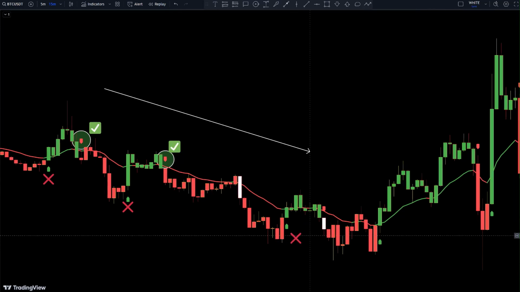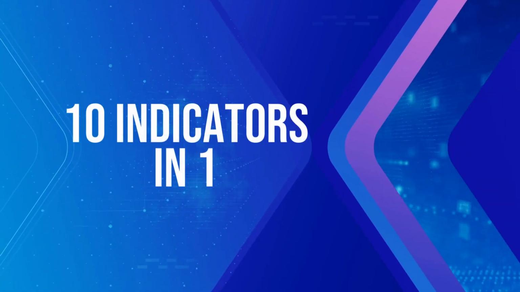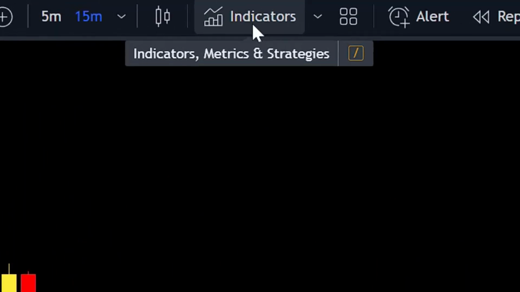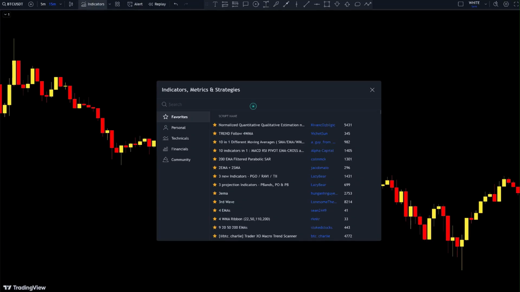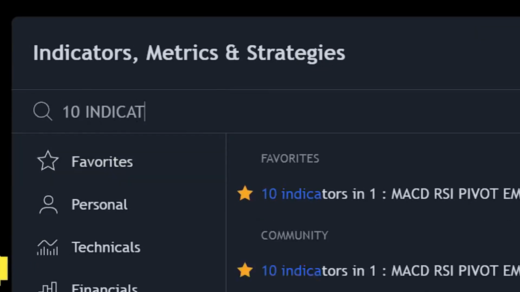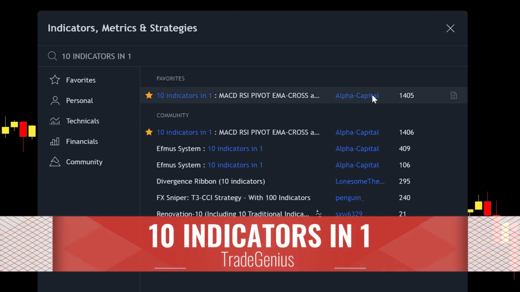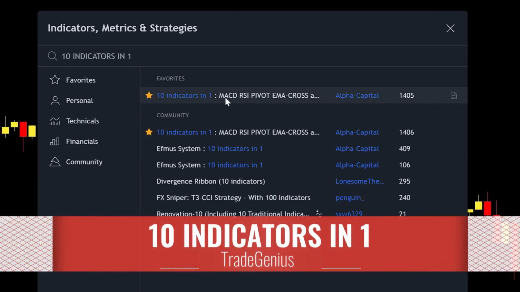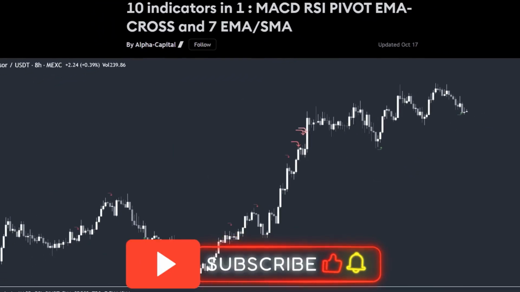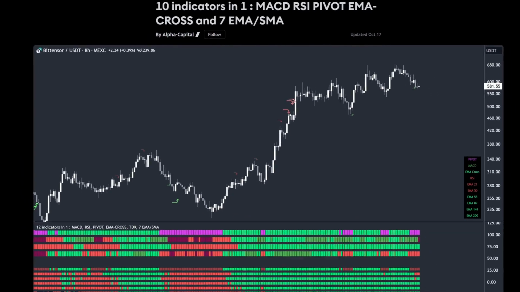It is quite easy to do this by using another indicator called 10 Indicators in One. You can add this indicator to the chart by going back to the indicators section and searching for the 10 Indicators in One. Now that you've added the 10 Indicators in One to your chart, let's customize its settings to optimize its performance with the Logical Trading indicator.